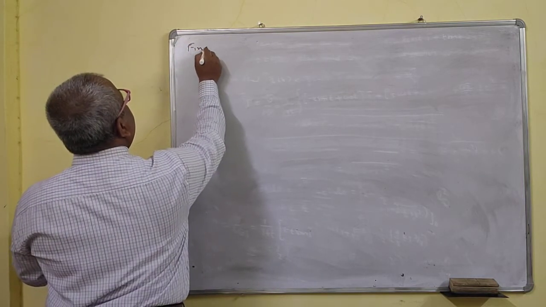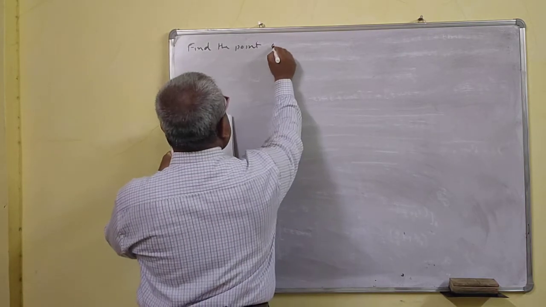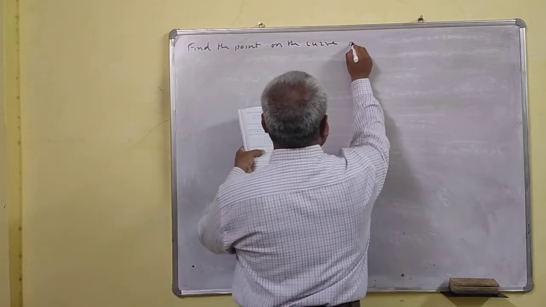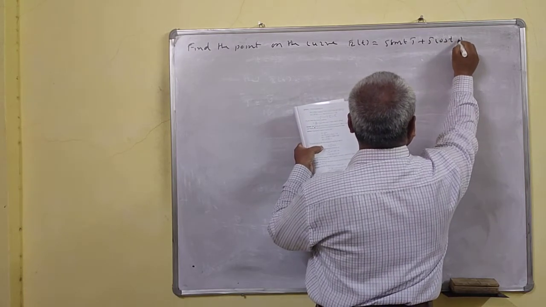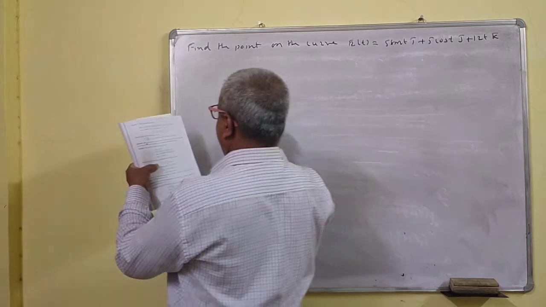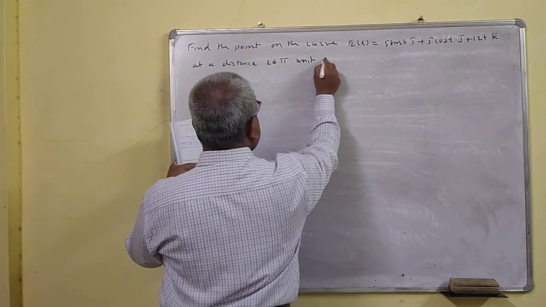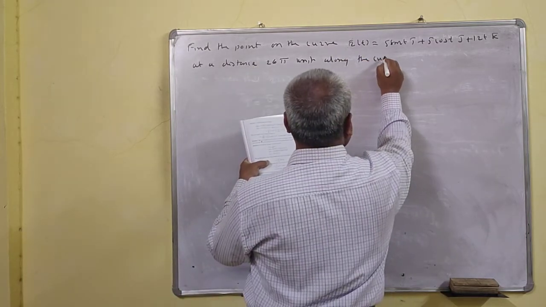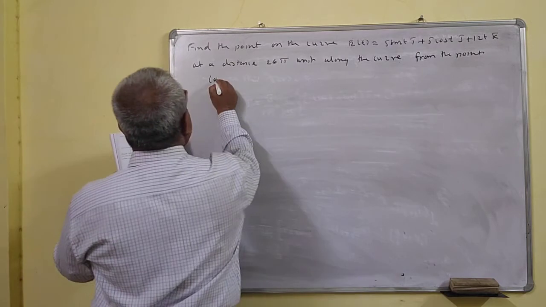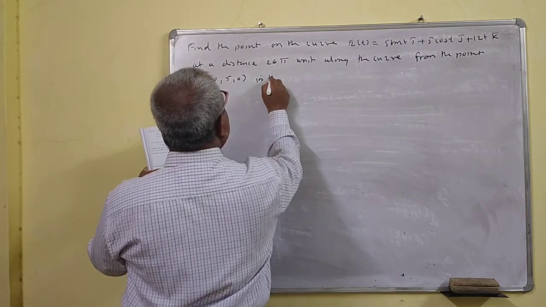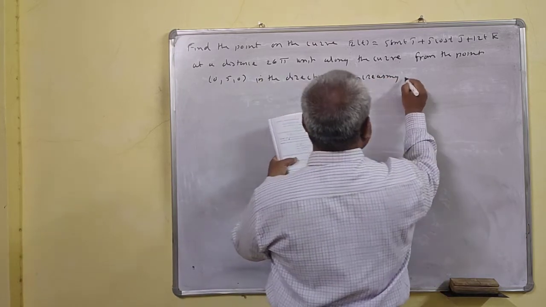Okay, find the point. This problem differs from the previous one. Find the point on the curve r bar of t equal to 5 sin t i bar plus 5 cos t j bar plus 20 k bar at a distance 26 pi units along the curve from the point 0, 5, 0 in the direction of increasing arc length.